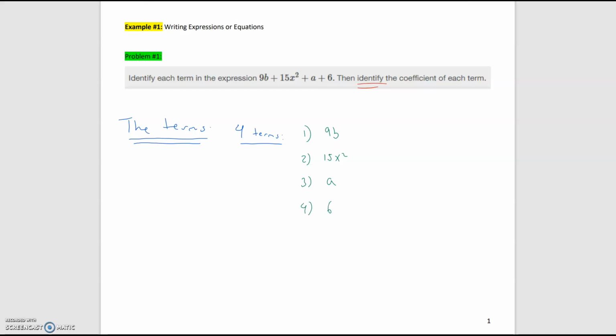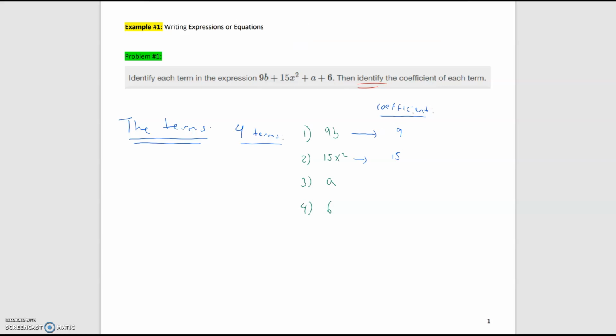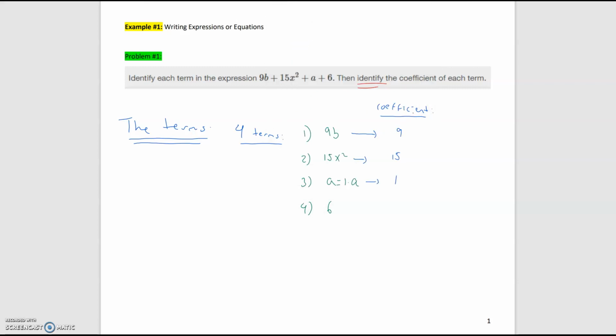They do want us to identify the coefficient of each of the terms. So let me just rewrite it as coefficient. The coefficient for the first term is just the constant that multiplies the variable. In this case, well, the 9. For the second one, it's going to be the 15. The next one is a little bit tricky because you technically have 1 times a. So its coefficient is going to be 1.